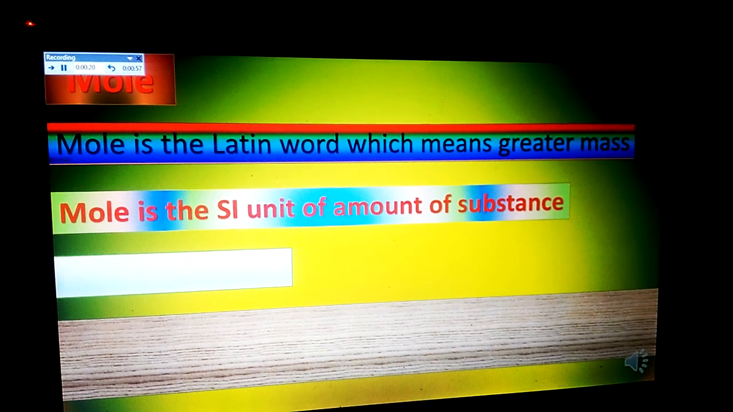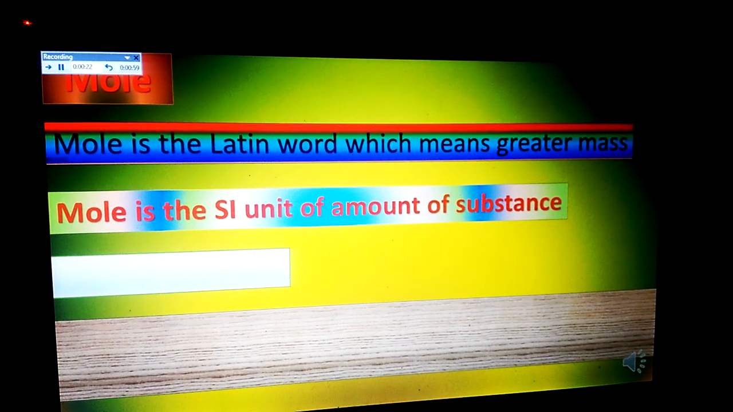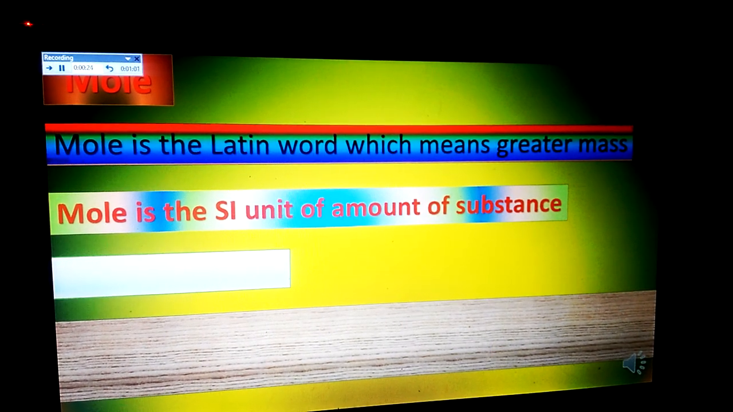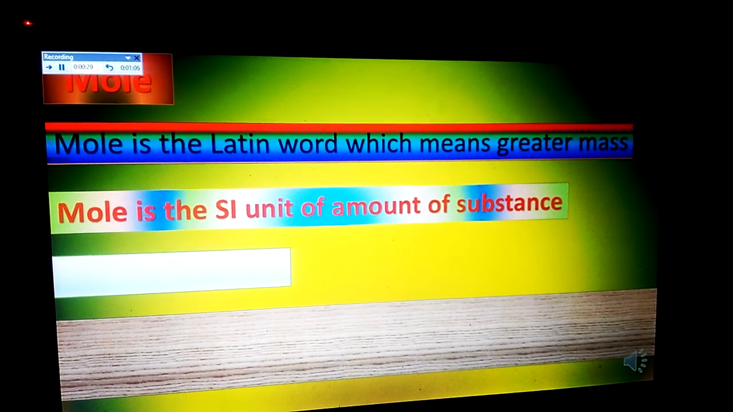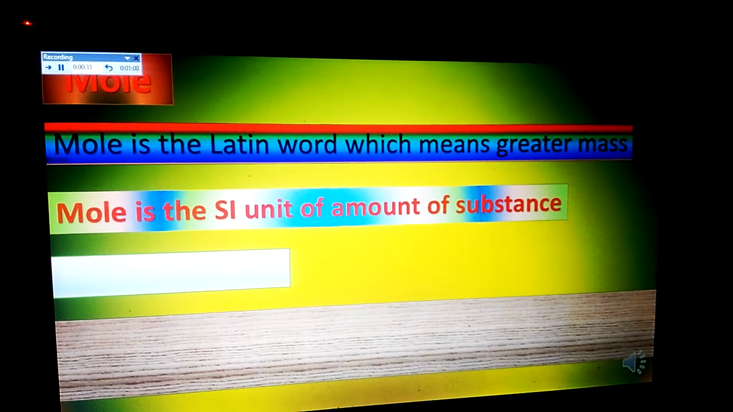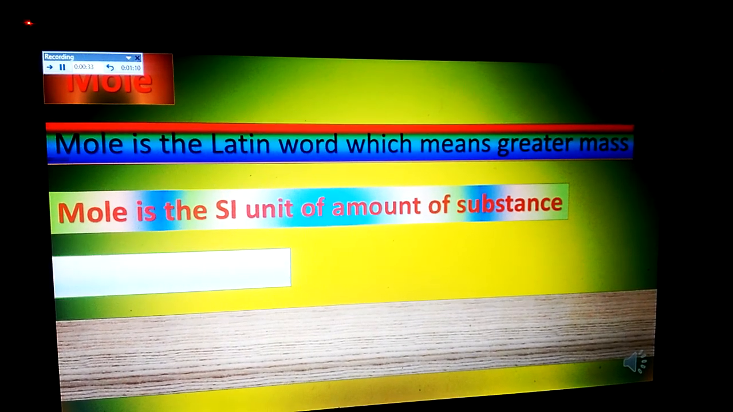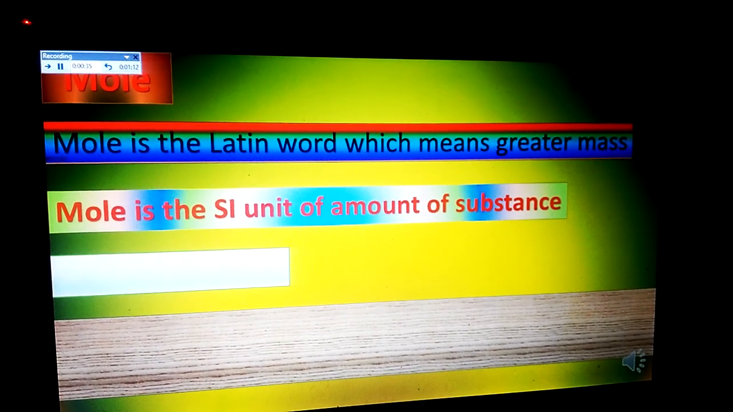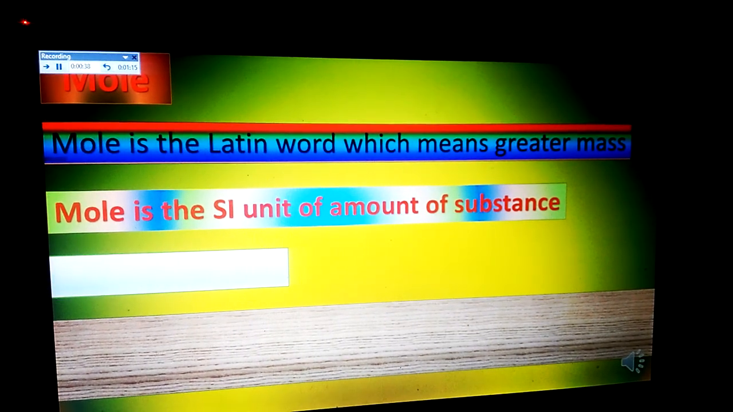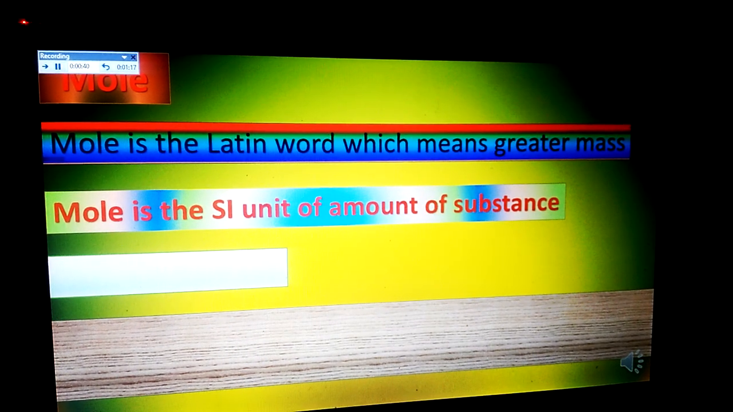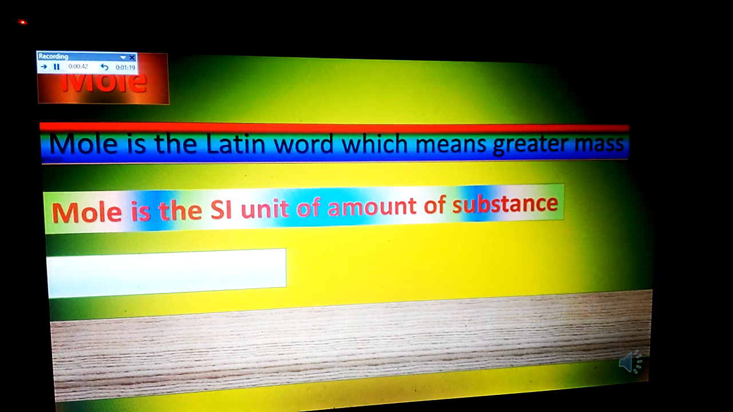Substance and matter exist in two forms. One is the purest form, which is called substance, and the second is the impure form, which is called a mixture. An example of a mixture is air. Substance is the purest form of matter, which has well-defined physical and chemical properties.